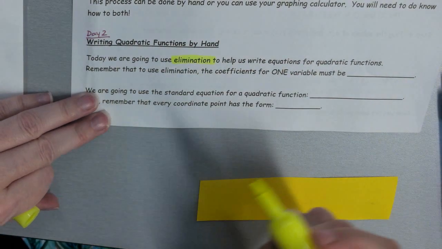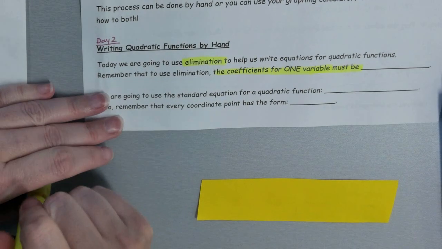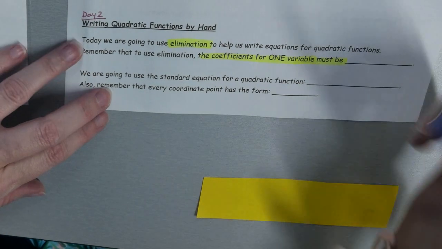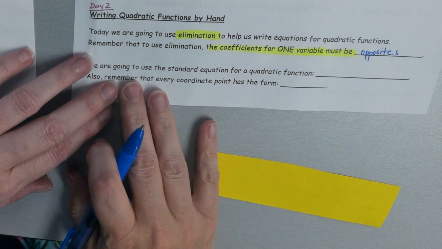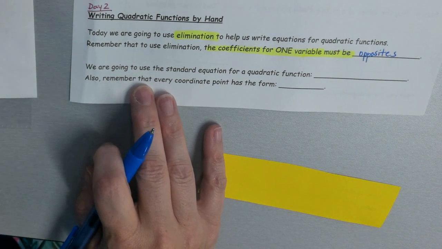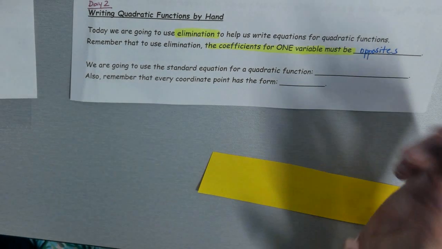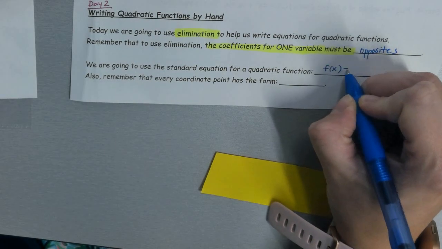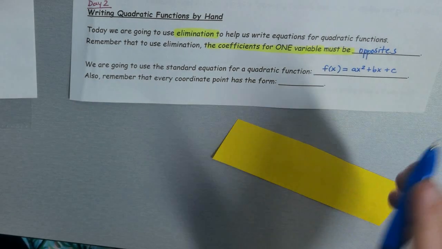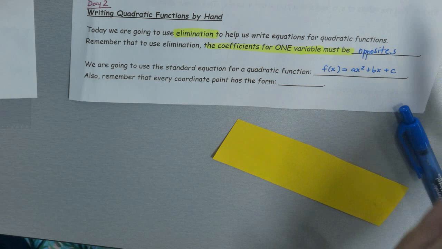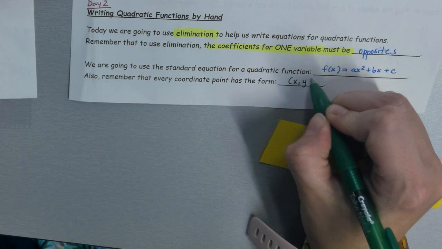Okay, and if we're using elimination, we know that the coefficients for one variable have to be opposites. That's what we just talked about today, and that will be part of our process, that the coefficients for one variable must be opposites. Okay, we are still going to be using the standard equation for the quadratic function, where you have your f of x equals ax squared plus bx plus c. Okay, and then just remember that every coordinate point has the form of x and y.